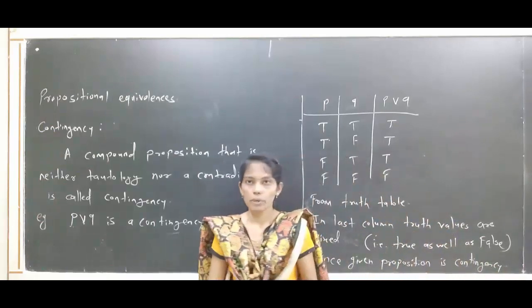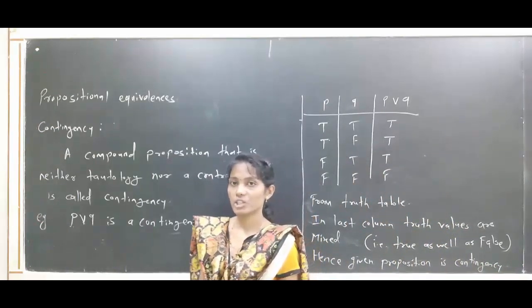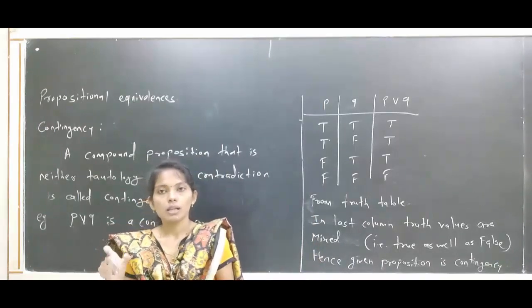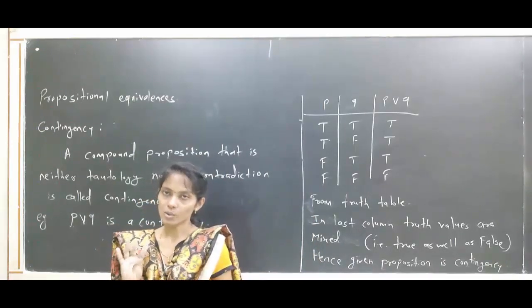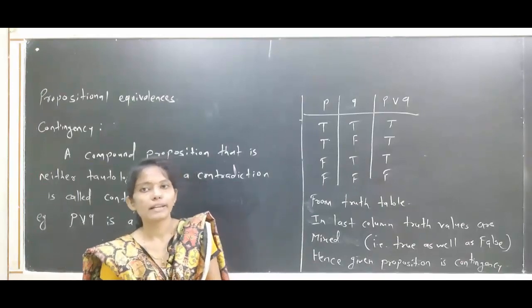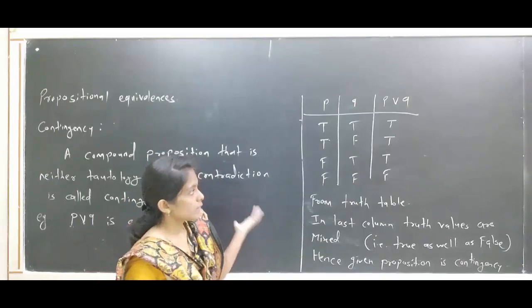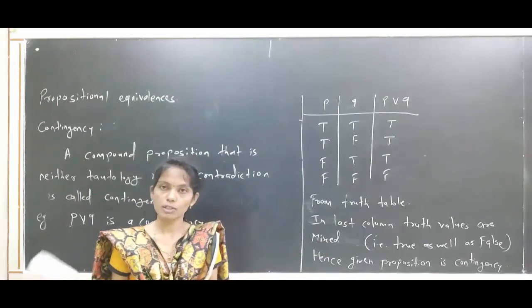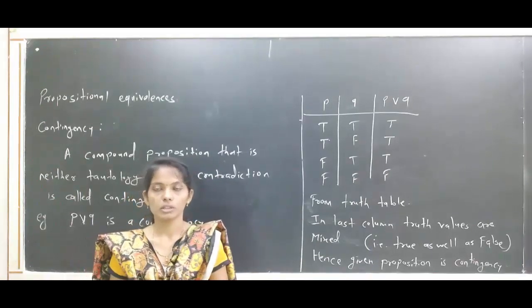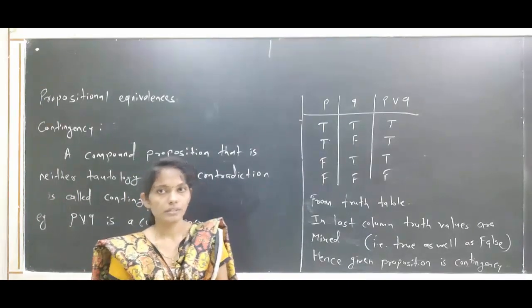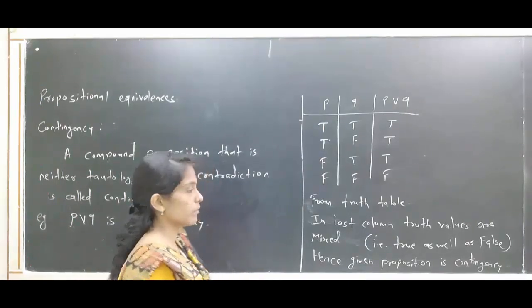Get it? So what is meant by tautology, contradiction and contingency? Tautology means a compound proposition that is always true. Contradiction is a compound proposition that is always false. And contingency is neither tautology nor contradiction. Now the next point, we see the logical equivalences.